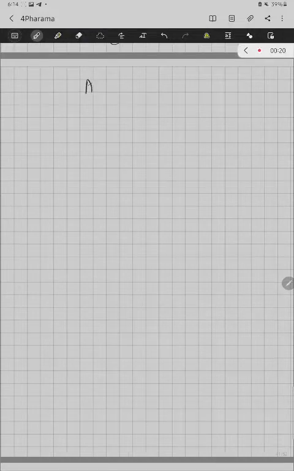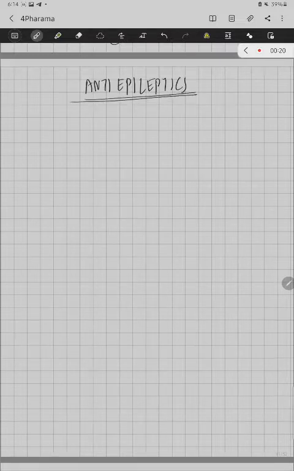How do antiepileptics act? Now, the mechanism of action of antiepileptics is tough. There are a lot of drugs to remember, and it's tough to remember all of these at once. So I'm going to simplify it for you.